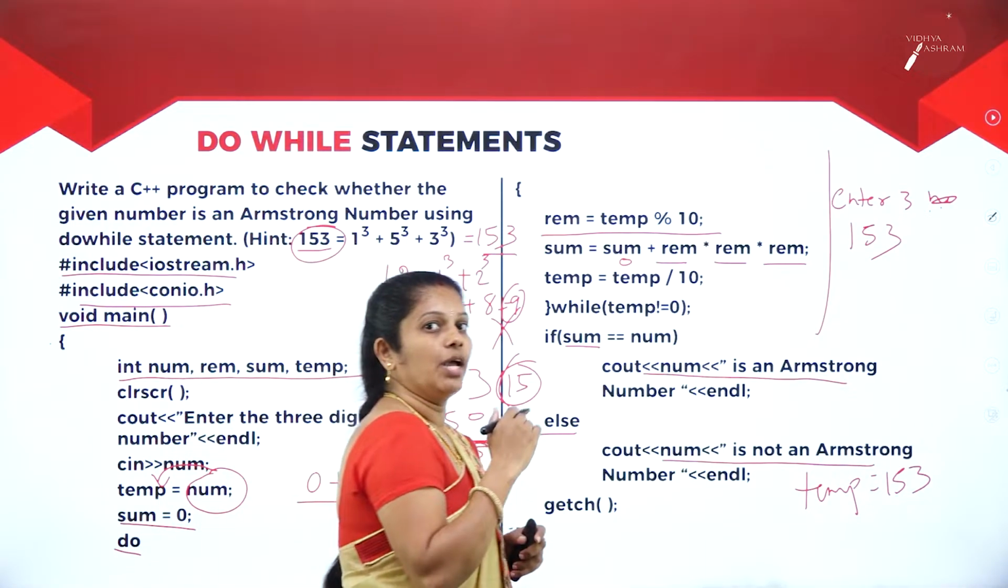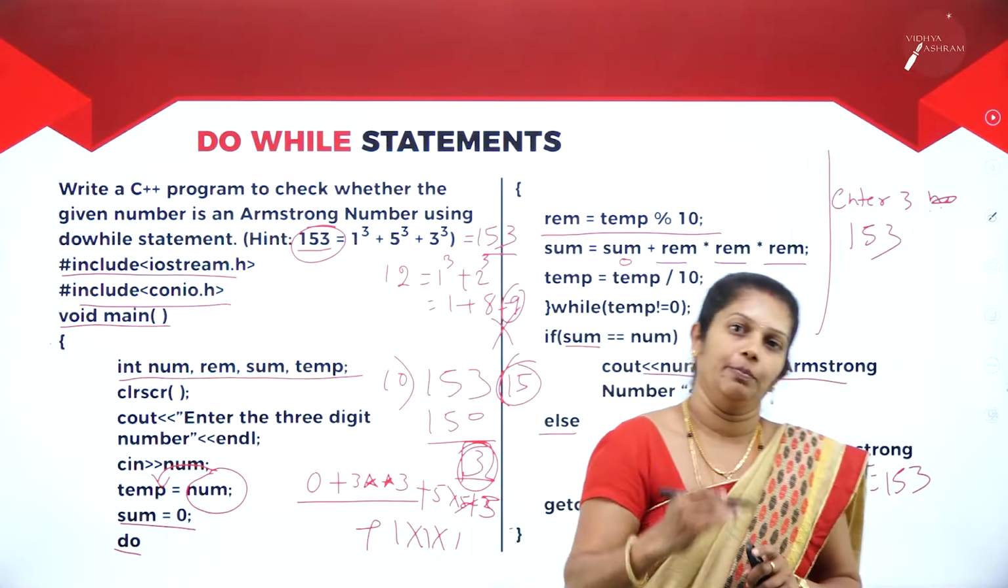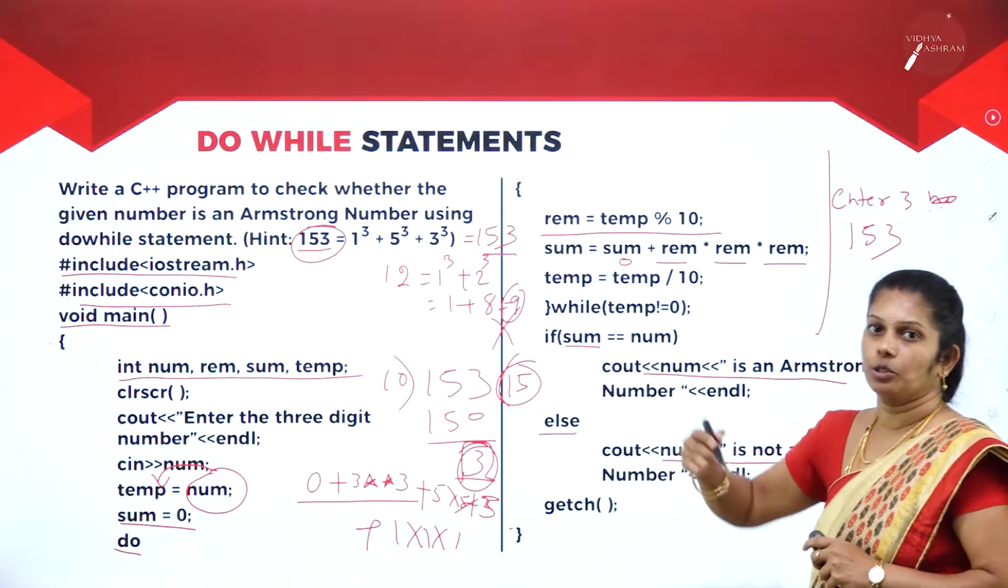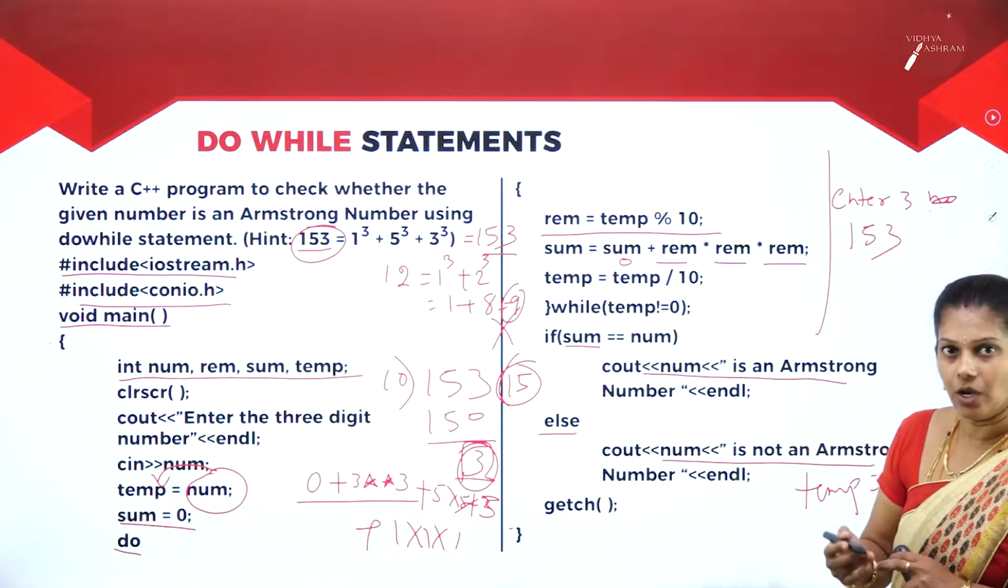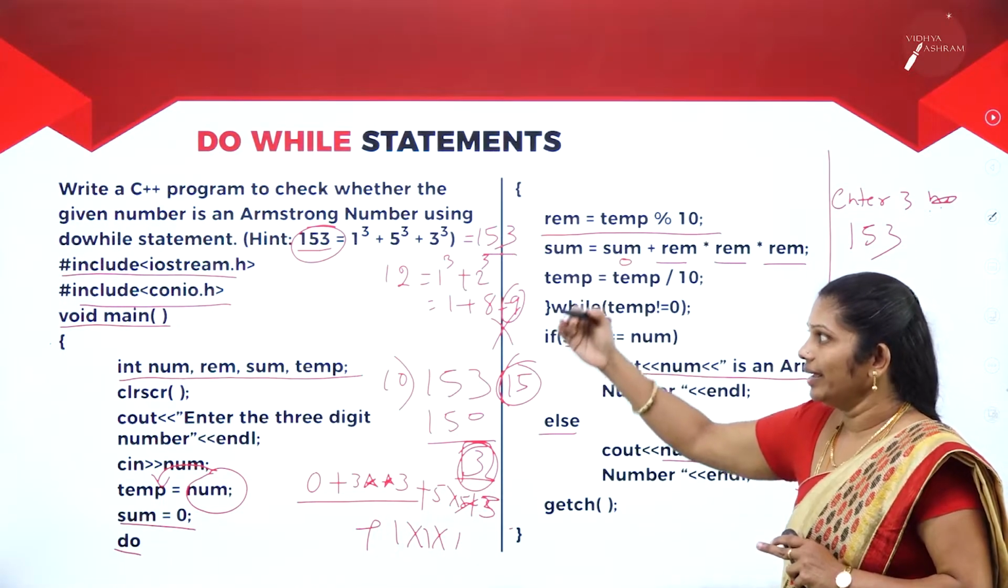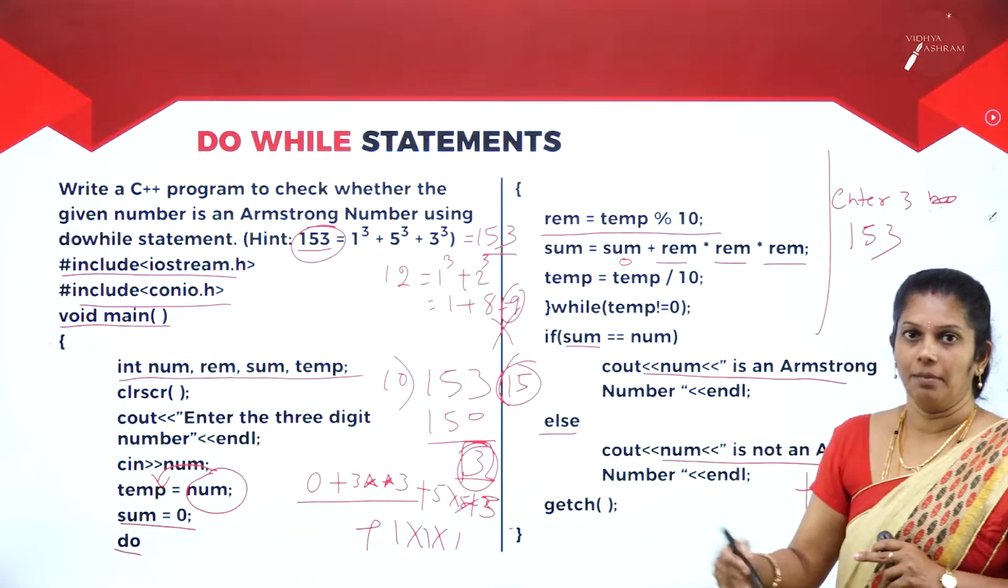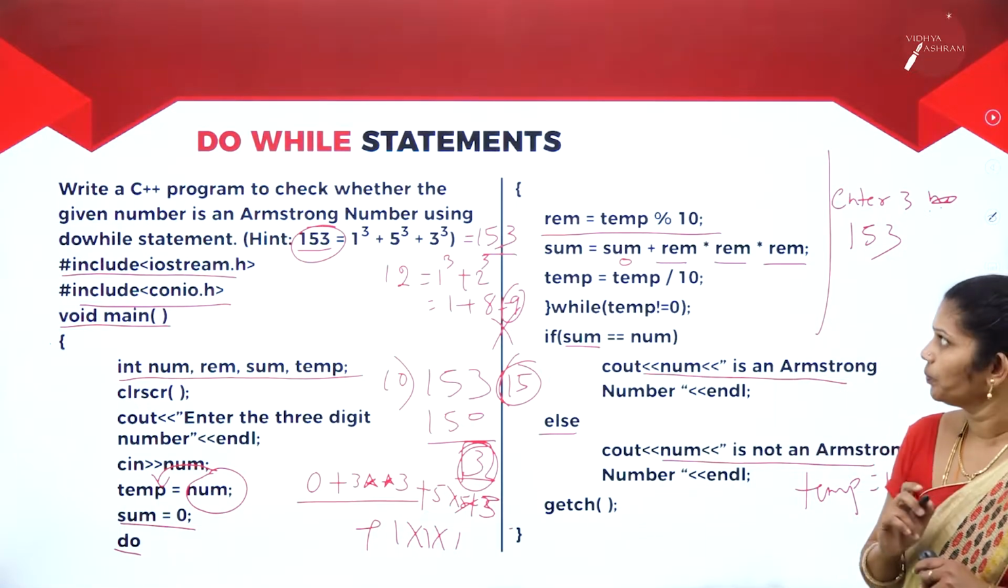It means that by using a while loop we can write the same program, and by using do while also we can write the same program. Now is it clear? It means that we are able to write the program by using the do while concept also.